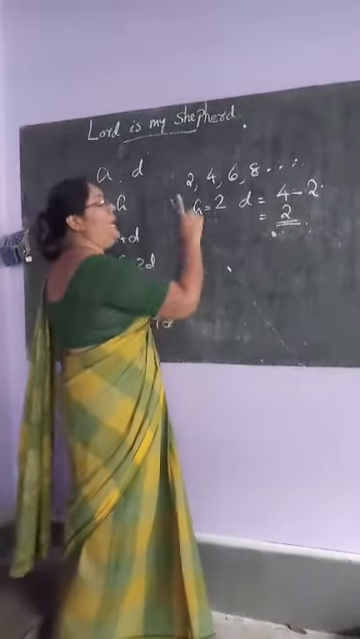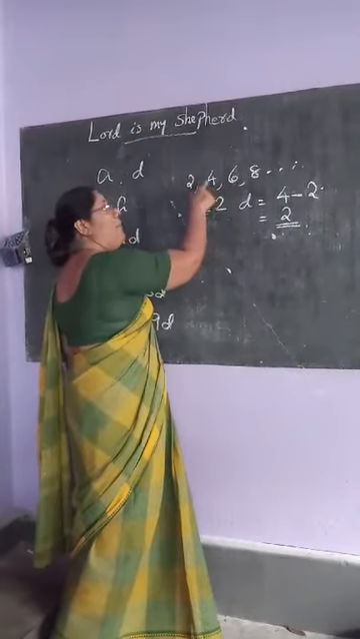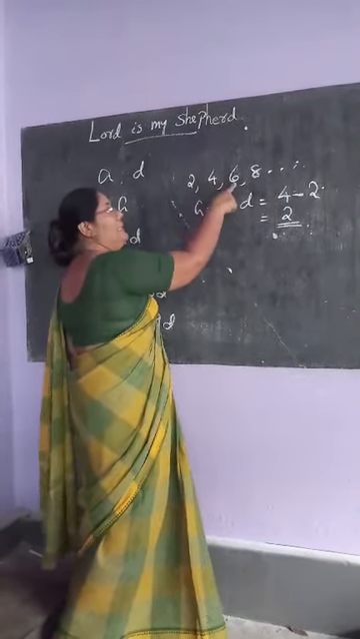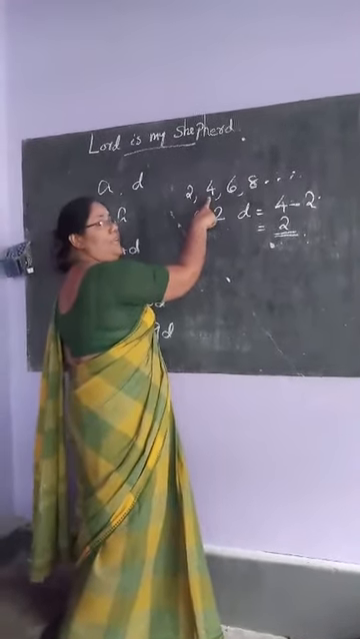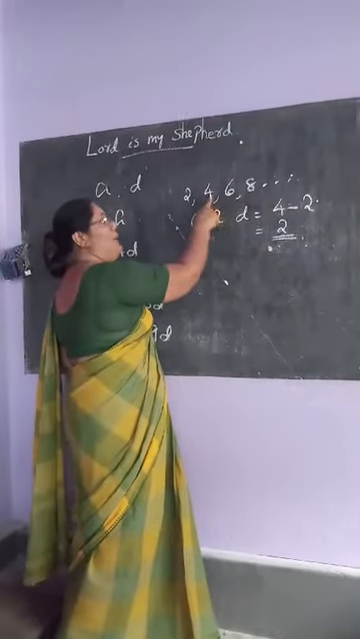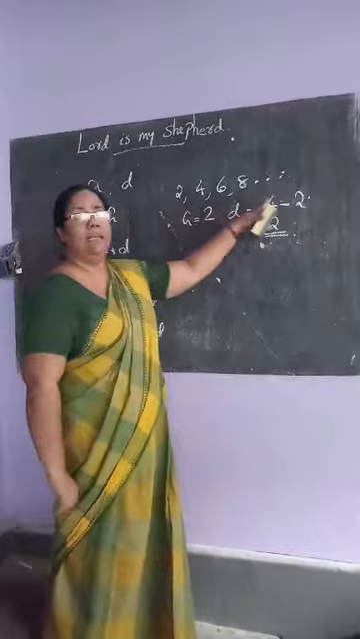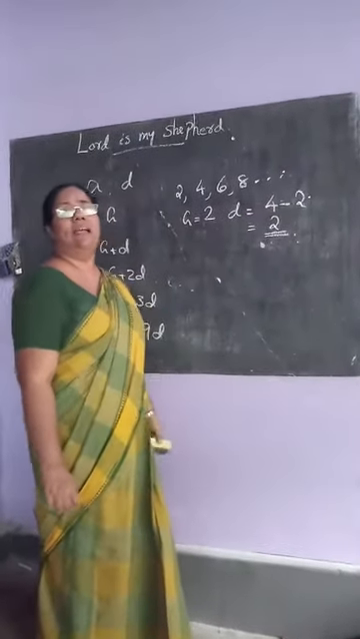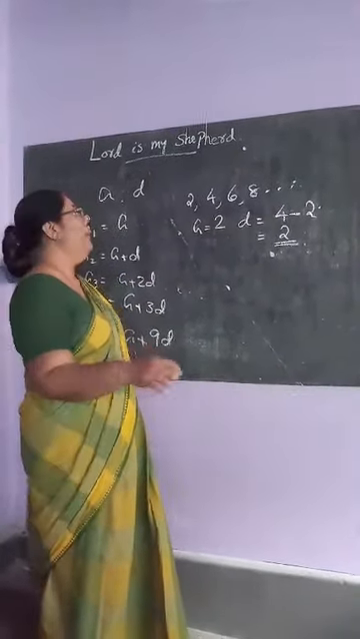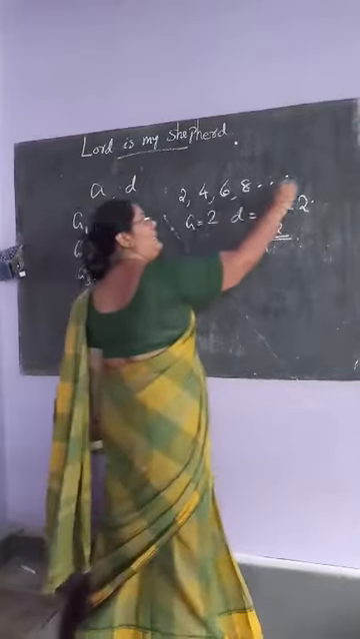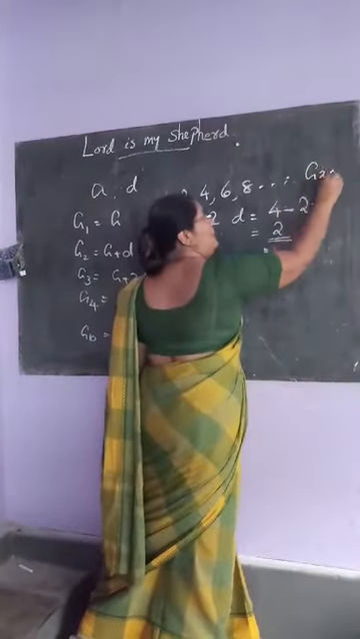And in the same way, D can be found as third term minus second term. The third term is 6 and the second term is 4. Therefore 6 minus 4 is also 2. Therefore we can say that this 2, 4, 6, 8, etc. is an AP. My question is, what is A20?